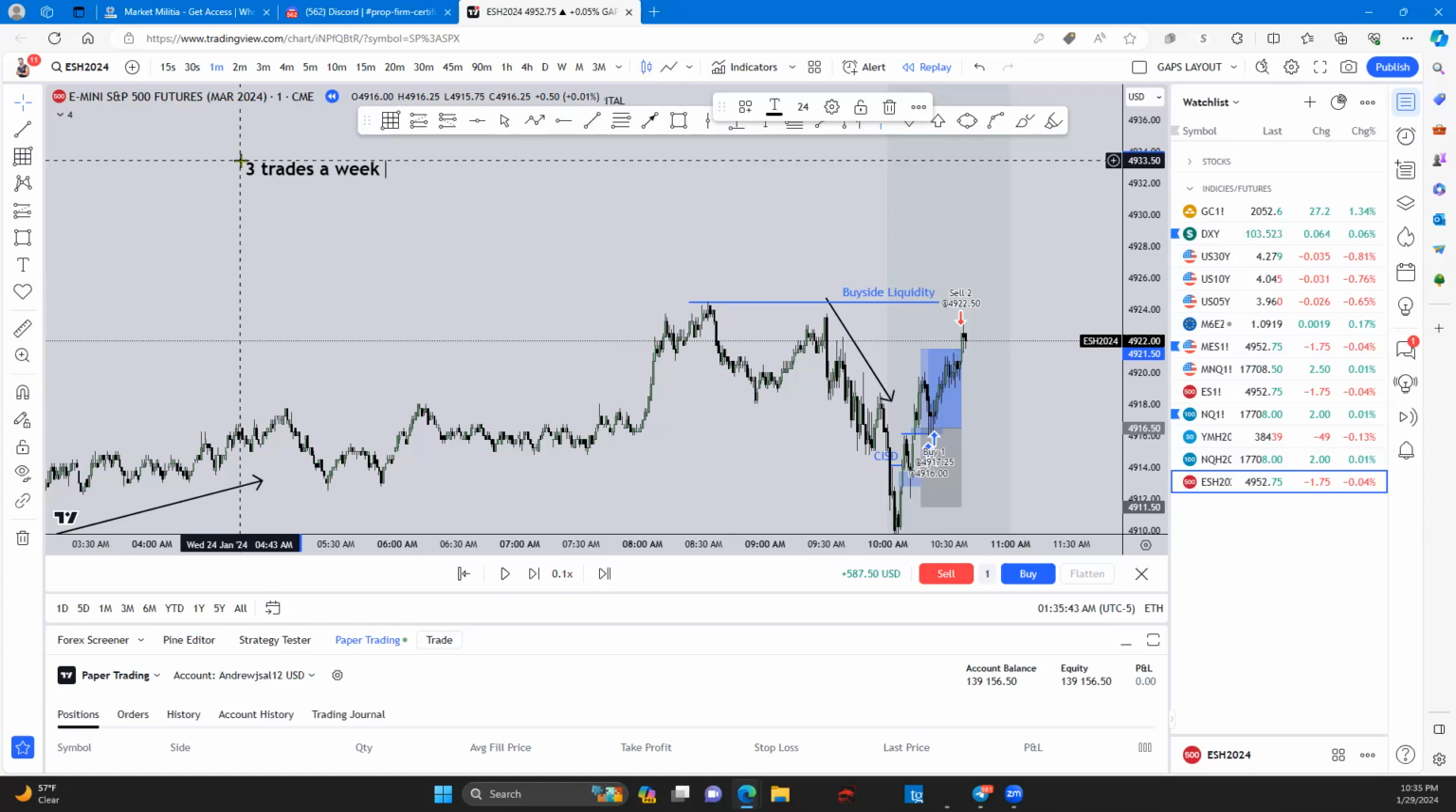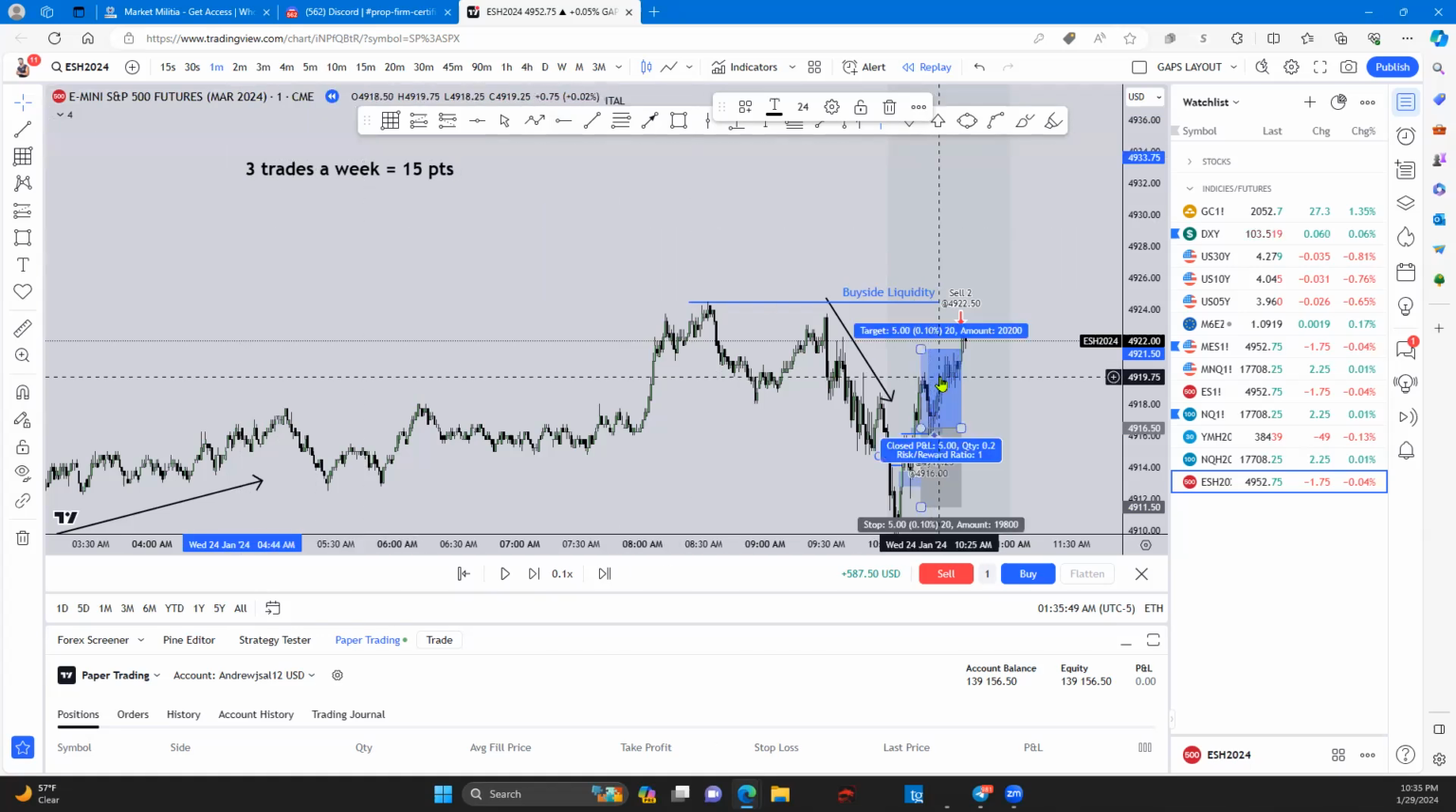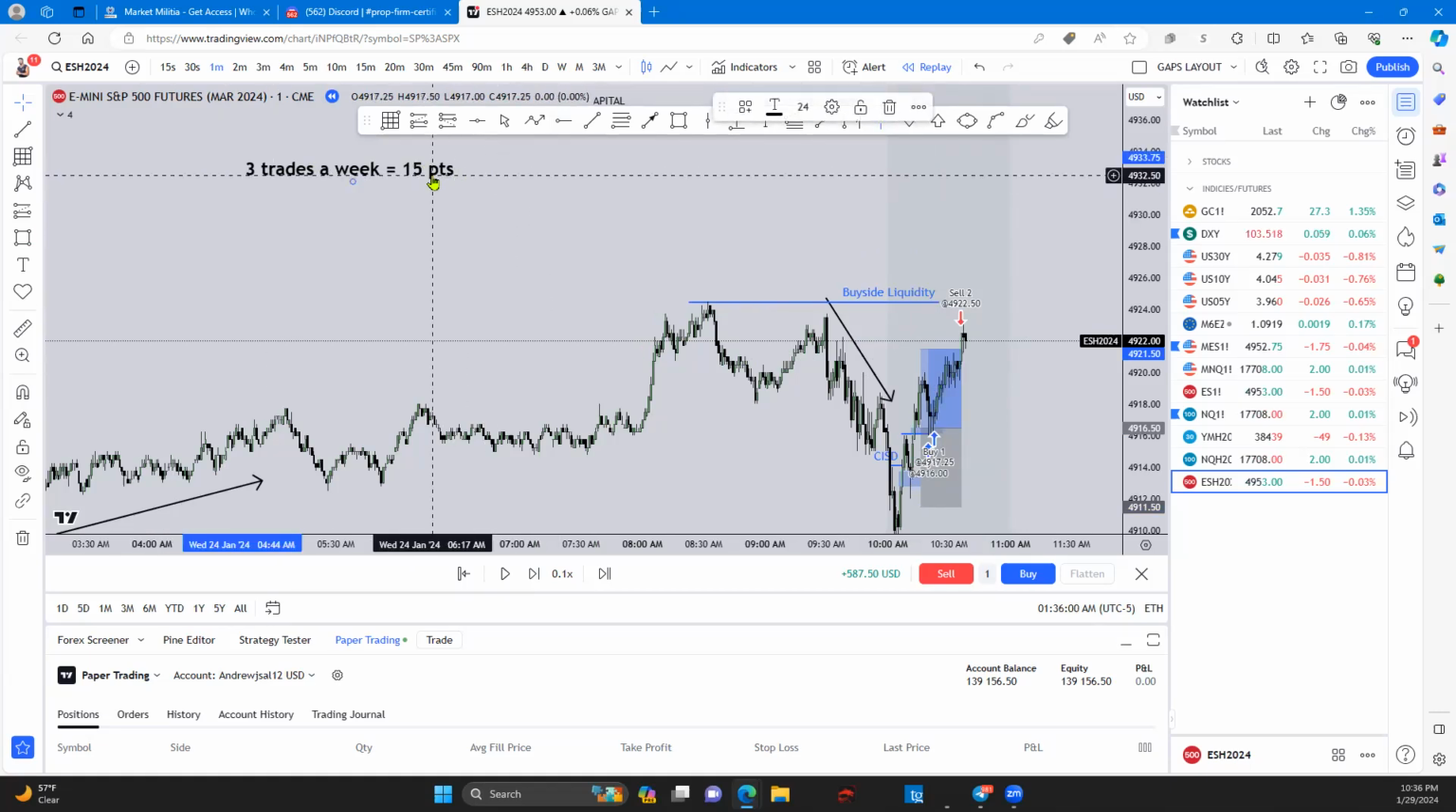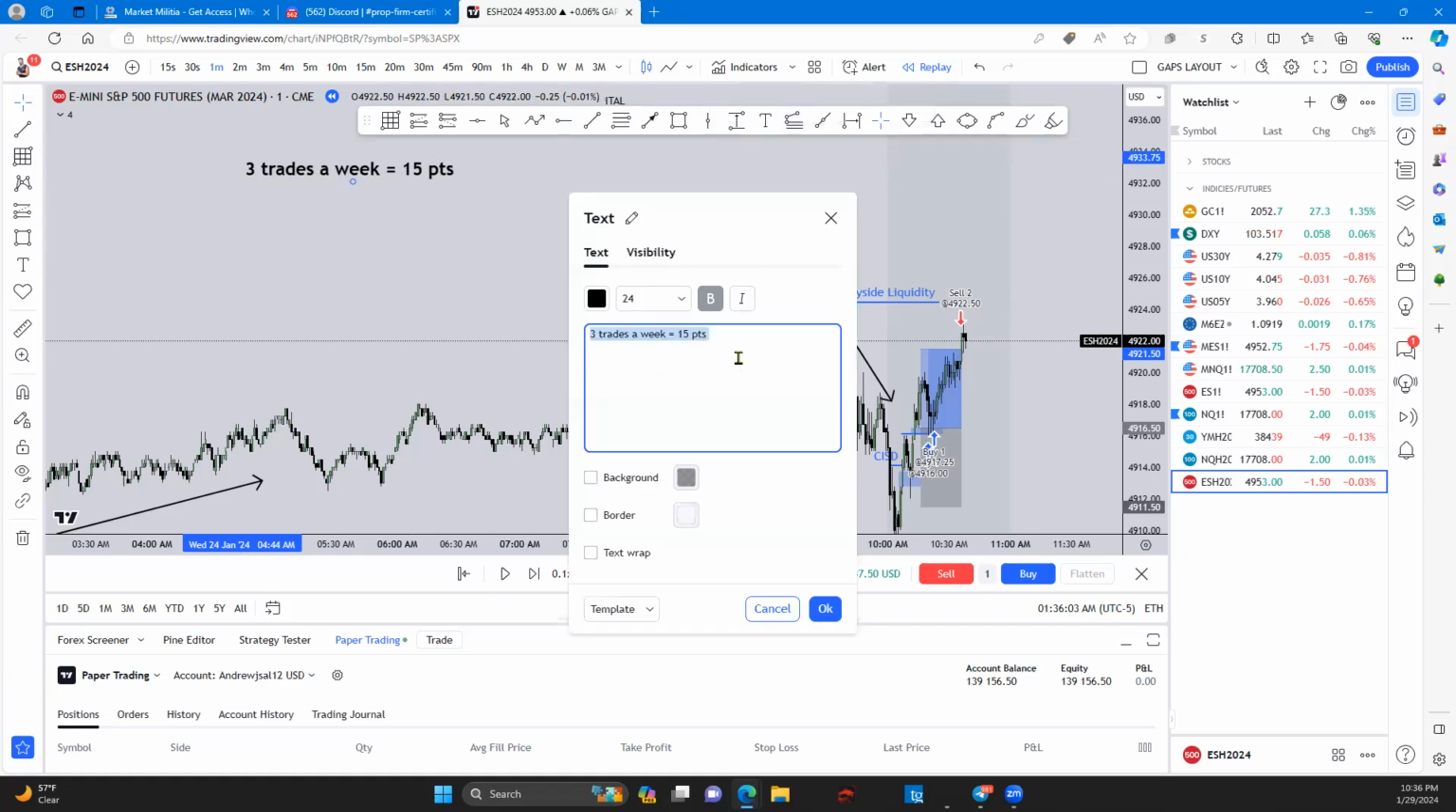which should equal 15 points, right? 15, each of these is 5 points or 20 ticks or 20 pips, right? So 5 points times 3, 15 points a week. Okay. You only want to trade 1 to 2 trades a day, risking half to 1% per trade. Okay. Using these rules at these times.